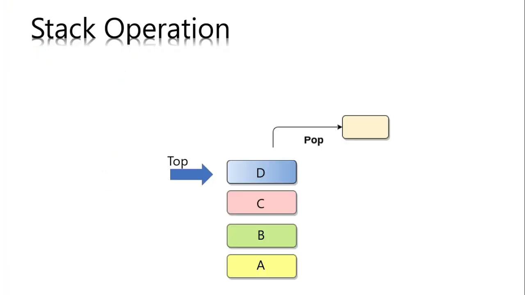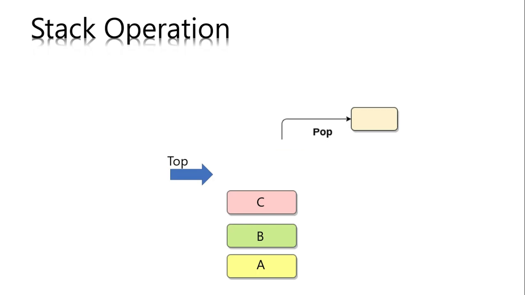The second operation is pop operation. The same as push operation, pop operation also happens at the same end. So the first element to be popped, or the first element to be deleted, is the element that is pointed to by top. So when we delete D like this, then we will have to adjust the pointer of the top like this. And then again, after we delete C, the pointer of the top needs to be adjusted.